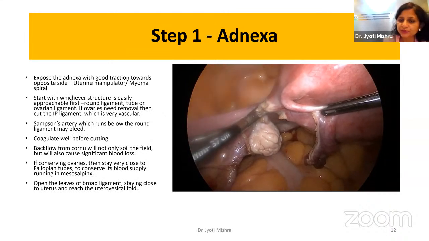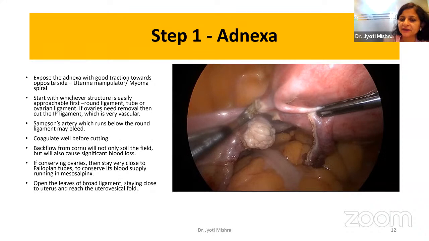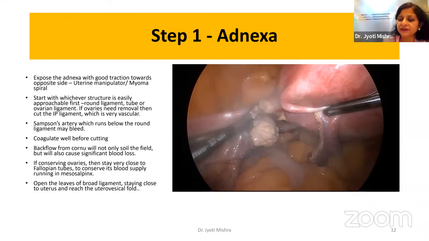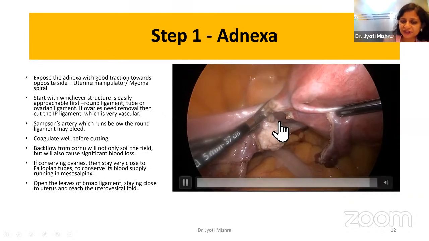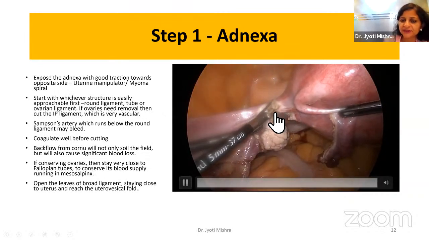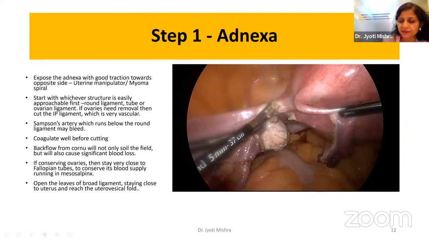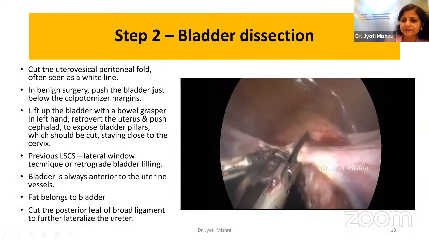Any backflow should be stopped then and there. Otherwise, this little trickle can lead to a lot of accumulated blood and will unnecessarily keep on soiling your field. Simpson's artery is one artery which comes in the way as you go below the round ligament. So just be sure that you have coagulated that artery. And if you're conserving the ovaries, then stay close to them. And if you're doing IP ligament, just lift them up nicely before you do this.